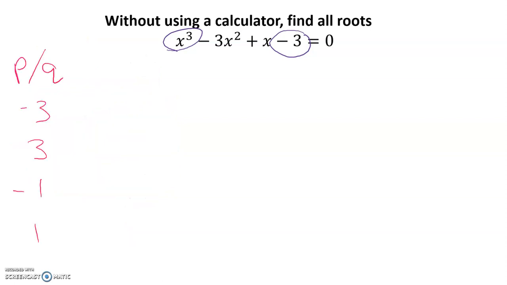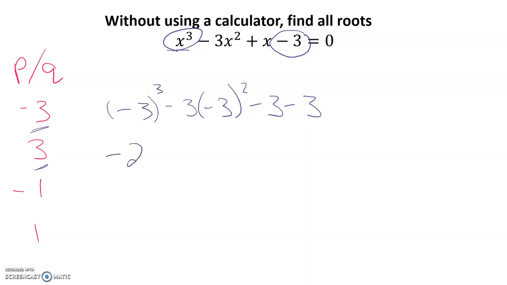Now to find if these are roots, we need to substitute them in for x and see if they equal 0. So let's do -3 first. So -3 cubed minus 3 times -3 squared minus 3 minus 3. We end up with -27 minus 27 minus 6, and this does not equal 0. Therefore, -3 is not a root of the function.